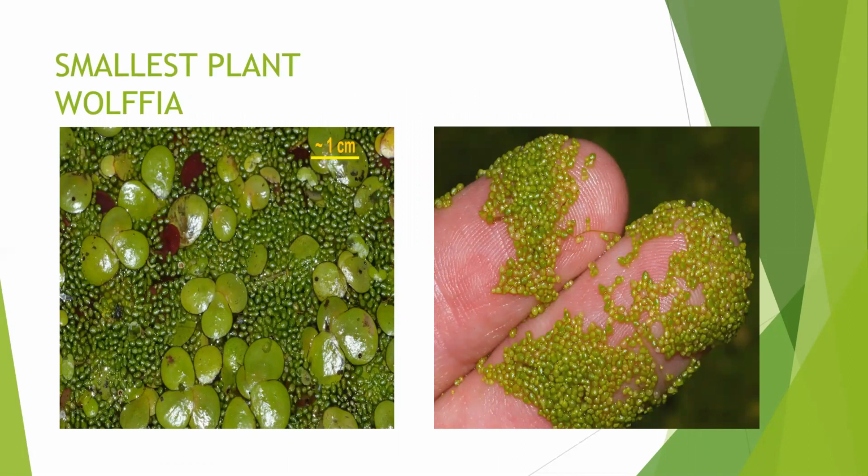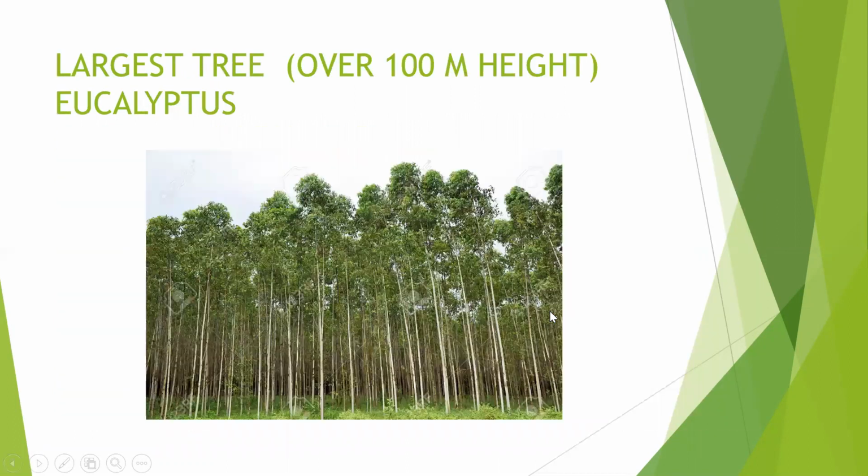The smallest plant is Wolfia. You can see over here, this is Wolfia. This is a flower. And the largest tree, which covers nearly over 100 meters in height, is eucalyptus. This is the eucalyptus tree.